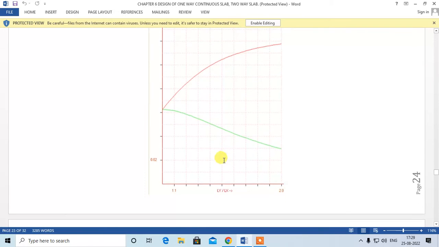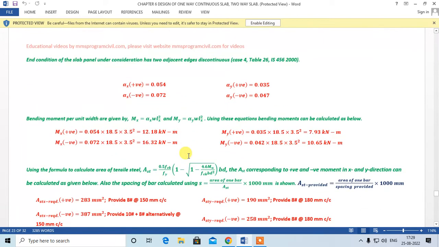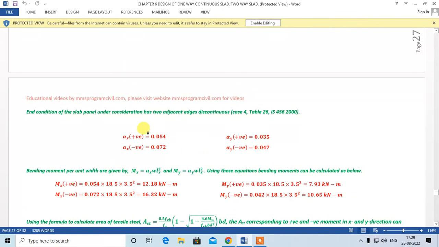Fine. So I have made a table. I got alpha x positive as 0.054, alpha x negative as 0.072, alpha y positive as 0.035, alpha y negative as 0.047, right? Now we can find the moments using this formula. So Mx positive is 12.18, Mx negative is 16.32, My positive is 7.93, My negative is 10.67.